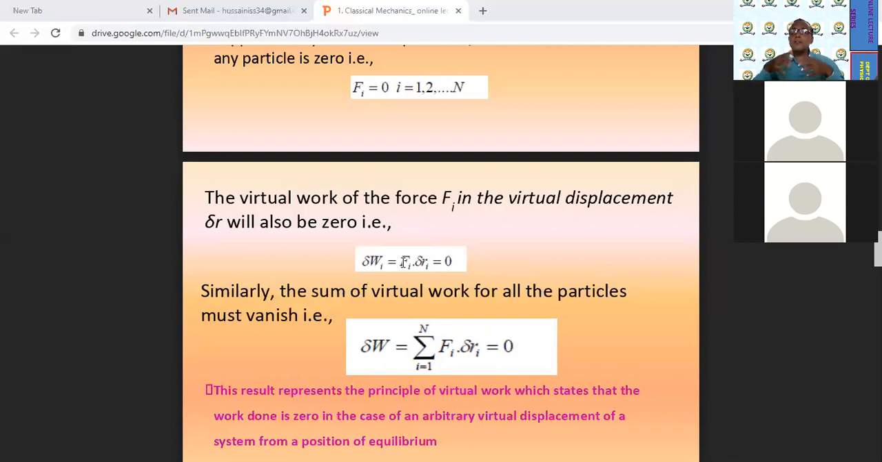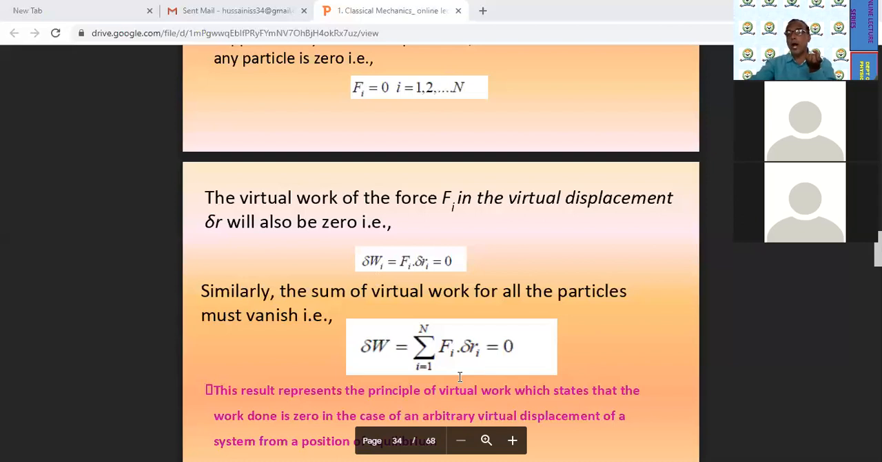And that's why similarly the sum of the virtual work of all the particles must vanish, 0 must vanish. Mathematically I can write delta W should be equal to summation, where i goes from 1 to n, क्योंकि ith पार्टिकल 1 से n तक, Fi delta ri should be equal to 0. यानी कि total work done by the system of particles when the virtual displacement is there, that work is equal to 0. That means this equation or this result represents the principle of virtual work.